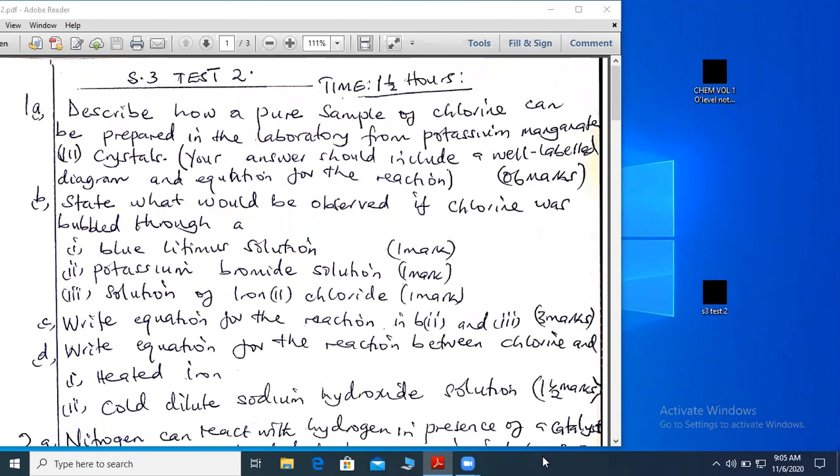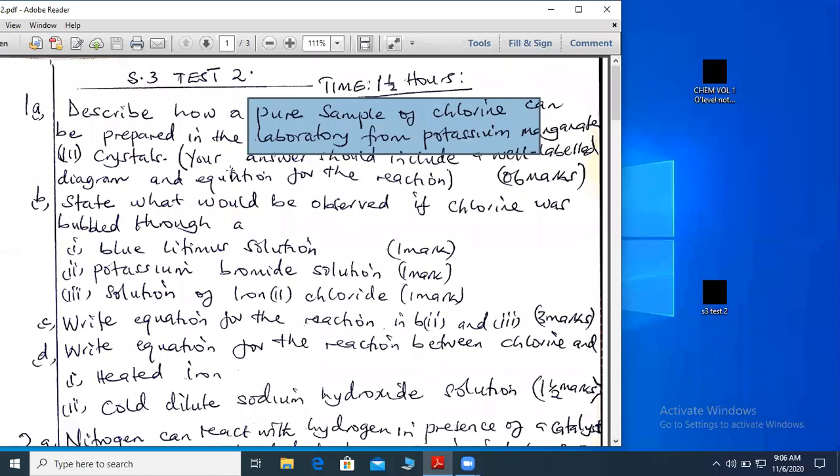So question number 1 was asking us to describe how a pure sample of chlorine can be prepared in the laboratory from potassium manganate crystals. Your answers should include a well-labeled diagram and equation for the reaction. What I can say here is many of you forgot what I told you.